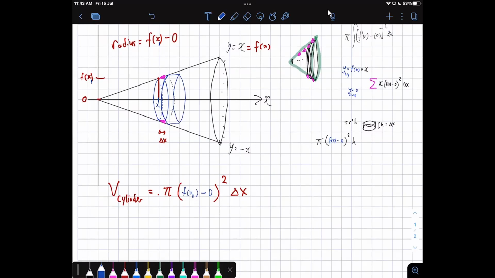Can you visualize the cylinder? Can you see the other cylinder here? It's like a coin here, and then you have another coin stack below it. Can you see?